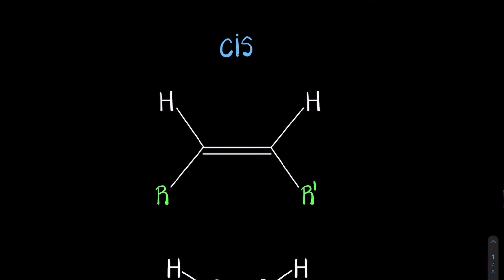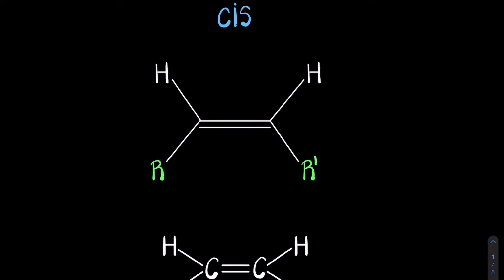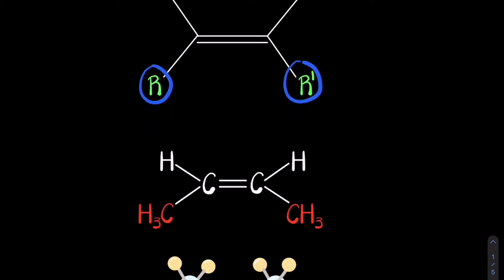So the first case here, cis, we have R and R prime on the same side of the molecule. They are cis to one another. Cis and trans are very important when we're discussing disubstituted alkenes, and so we can say that R is cis to R prime. Or, in this case, this group is cis to this group.